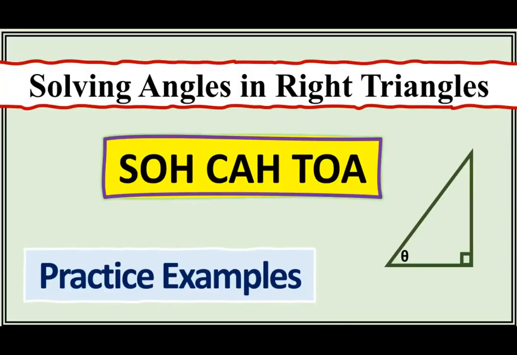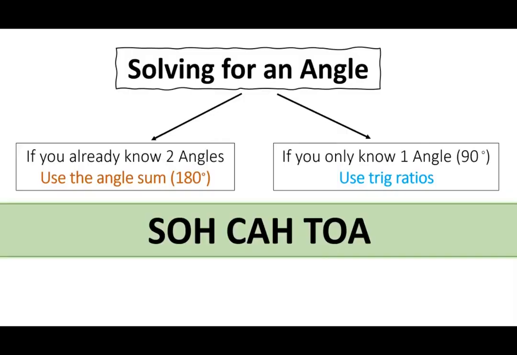I will show you how to solve angles in right triangles. If you already know two angles, you're going to use the Angle Sum Theorem, which states that the sum of all the interior angles in a triangle equals 180 degrees. If you only know one angle, which would be your 90 degrees, you're going to use the trig ratios.